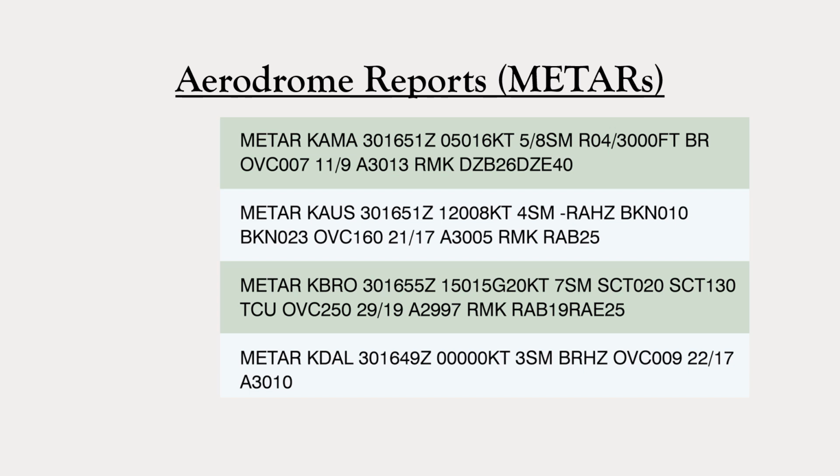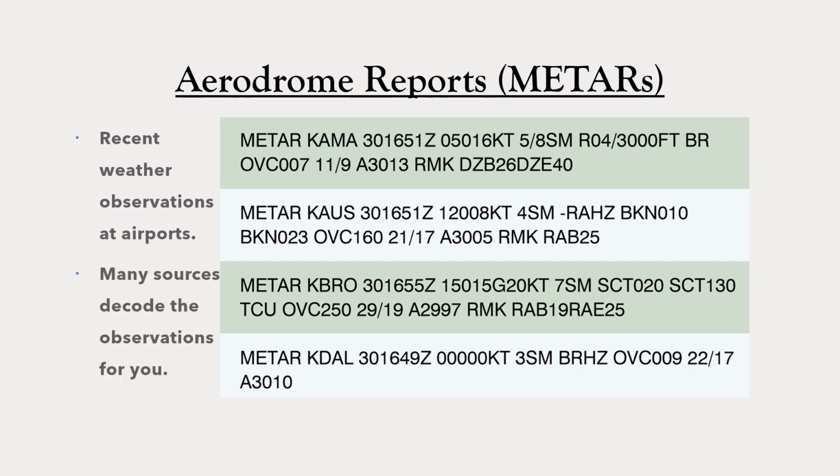The first aviation weather product that you'll need to be familiar with is an aerodrome report. These are often referred to as METARs. These are observations of weather data at airports. So this is past data, but relatively recent. And these come by default in a highly coded format. A lot of sources like ForeFlight will decode these for you and present them in a more readable English language format. That's what I use in practice, is the decoded version.